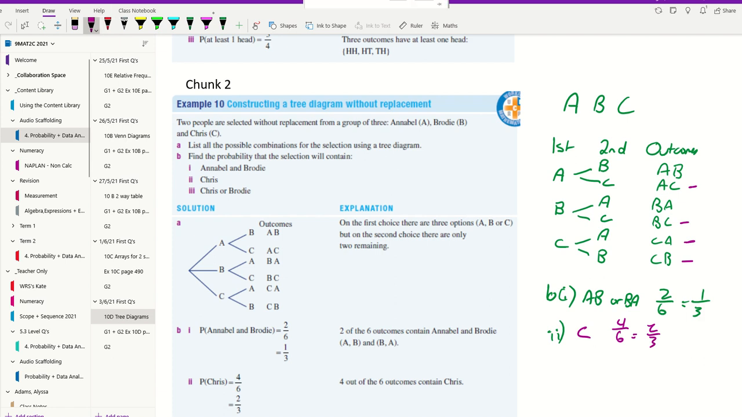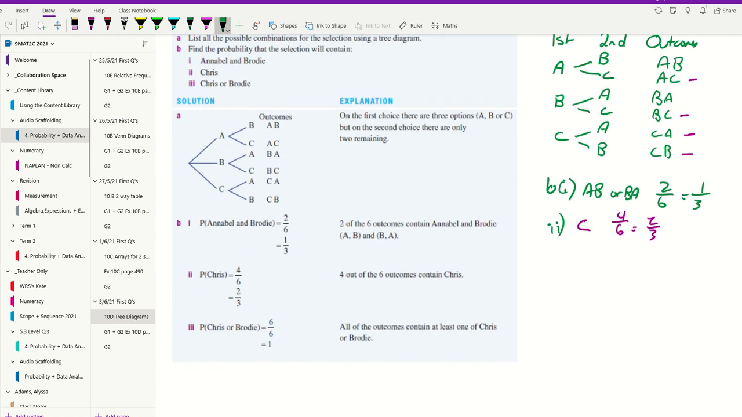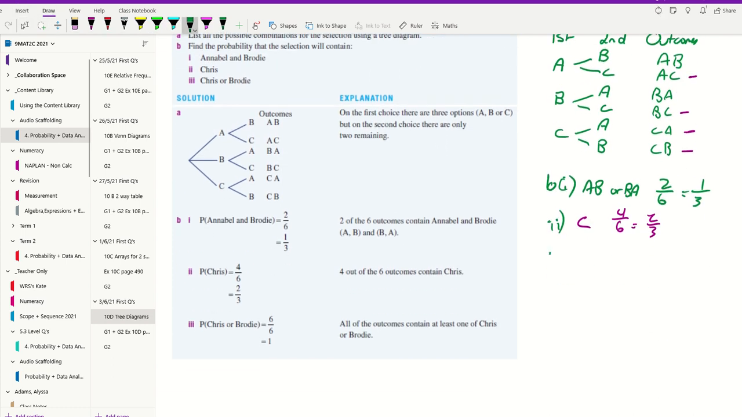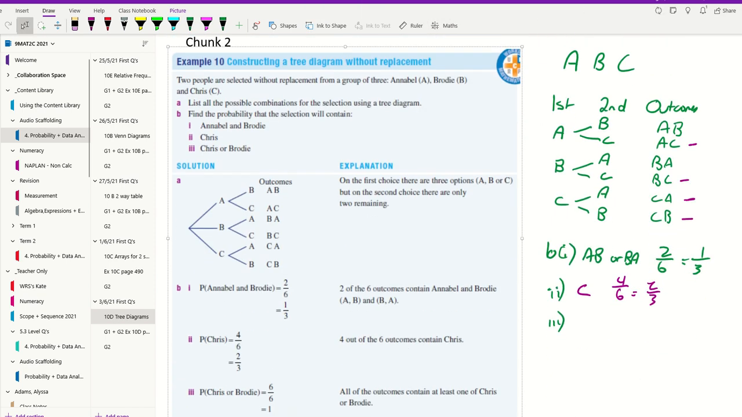And then finally, my last example is asking me about Chris or Brody. So I've got Chris or Brody. Well, that's got to be everyone, doesn't it? Because they've all got two people in there. So if we look through, we're looking for C or B. Every single one has got C or B in there. So Chris or Brody, the probability is 1.